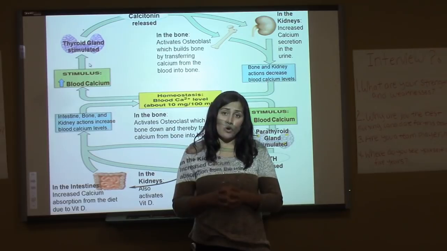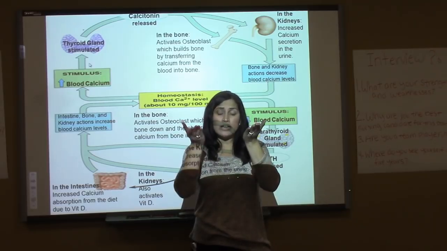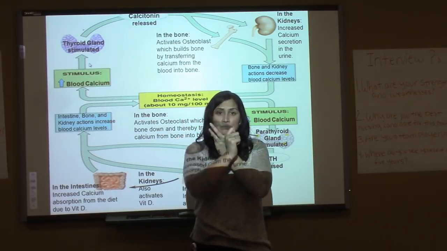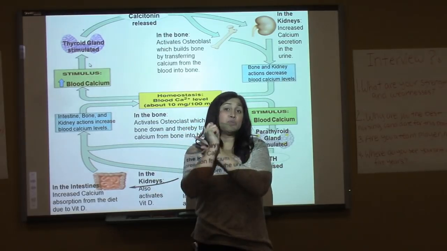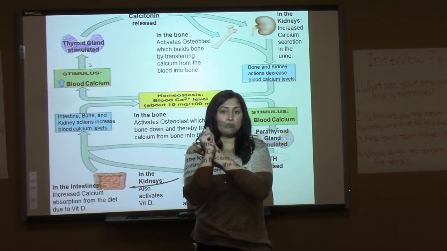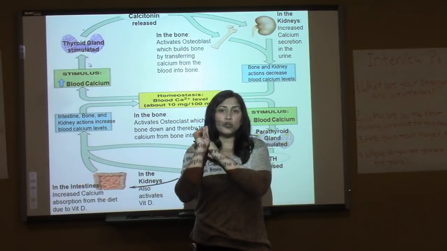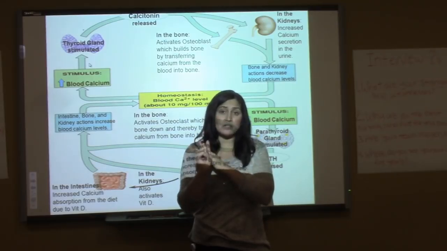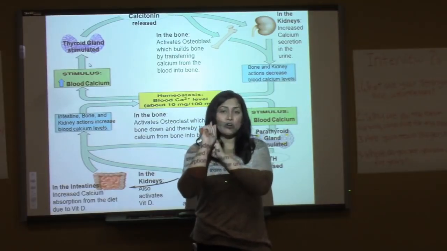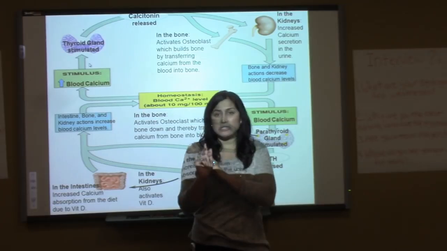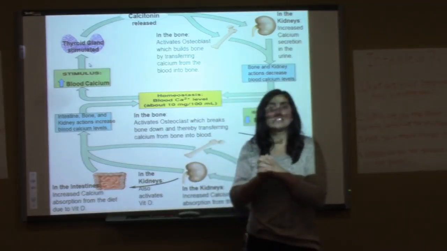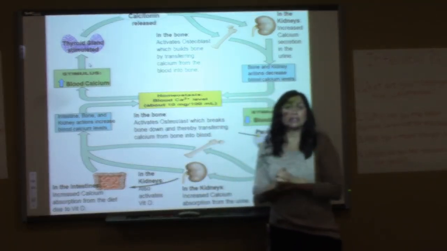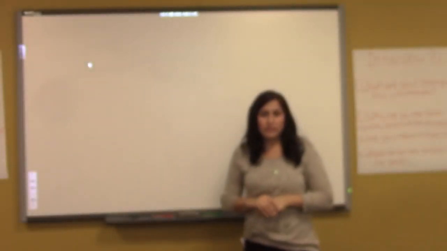So parathyroid hormone causes your blood calcium levels to increase in three ways: breaking bone down, causing your kidneys to reabsorb calcium so you don't pee it out, and causing your intestines to absorb calcium from your diet. Okay? And that third way is by activating vitamin D. These are the three ways that parathyroid hormone increases blood calcium levels back up. Okay? And now we are done with endocrinology.